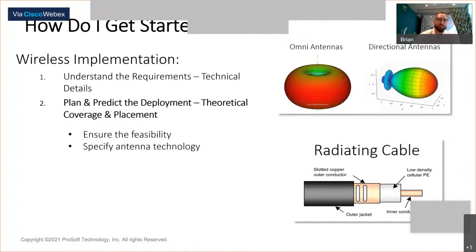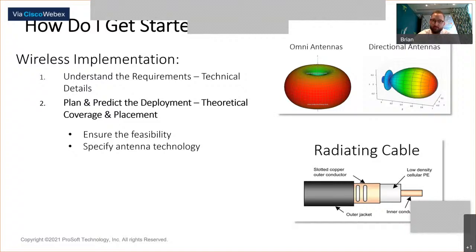So the next step then is to start planning and predicting the deployment. This is where we need to consider the theoretical coverage and the placement of the radios and antennas in the application. Are we using omnidirectional antennas, which are great for blanket coverage, like in that water wastewater application we discussed? Are we using directional antennas, which are great when you need to connect a single point at a defined range and location? Considering the location of the clients and access points, what's the distance between the radios?